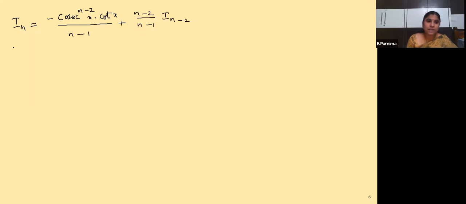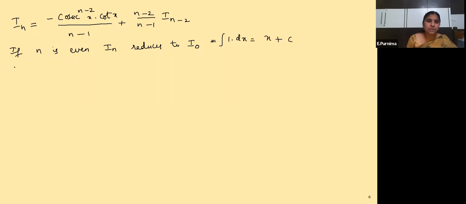Now again the same thing as what we did in the previous one. If n is even, I n reduces to I naught. Yes or not? I n reduces to I naught, which is equal to the integral of, what is the function here, cosecant to the power of 0, nothing but 1. 1 into dx is equal to x plus c.